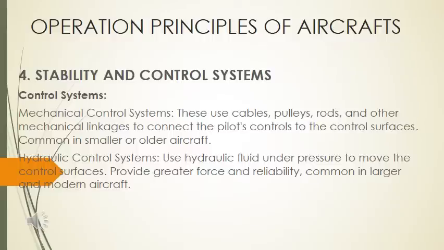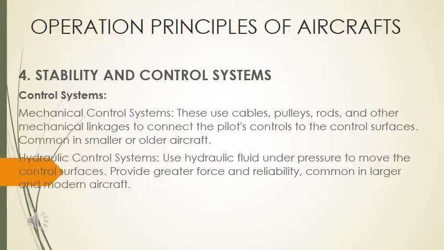And then for the control systems, mechanical control systems, these are cables, pulleys, rods, and other mechanical linkages to connect the pilot's controls to the control surfaces. They are common in smaller or older aircraft. I just talked about the control surfaces. How are they controlled? Are they mechanically operated? Are they hydraulically operated? Are they electrically or electromechanically operated? That's what I'm going to be considering.